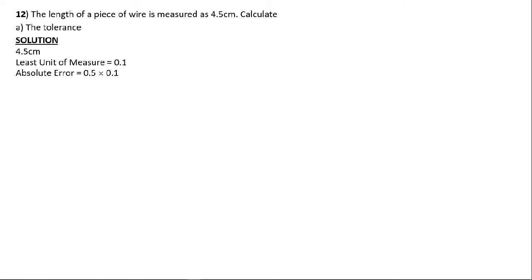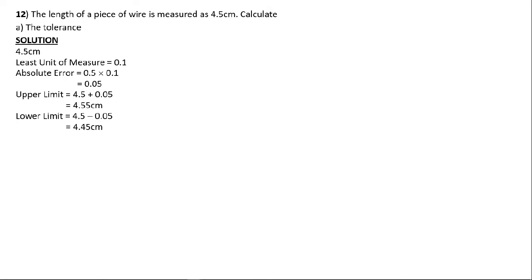So if you multiply 0.5 times 0.1, you get 0.05. To find the upper limit, we add 4.5 plus 0.05. To find the lower limit, we subtract 4.5 minus 0.05. Let's do that. So our upper limit is 4.5 plus 0.05, which gives us 4.55 centimeters. Our lower limit is 4.5 minus 0.05, which is 4.45 centimeters.